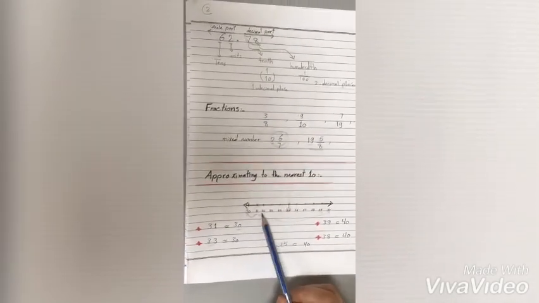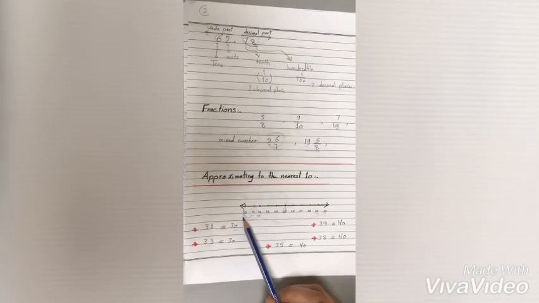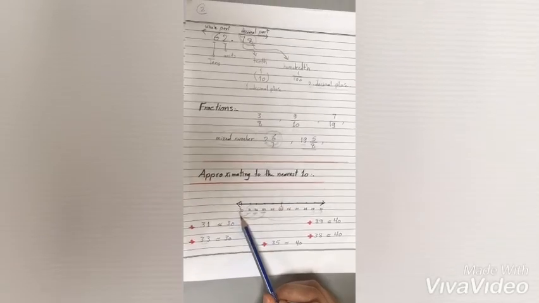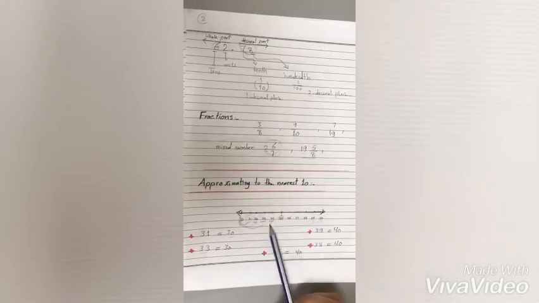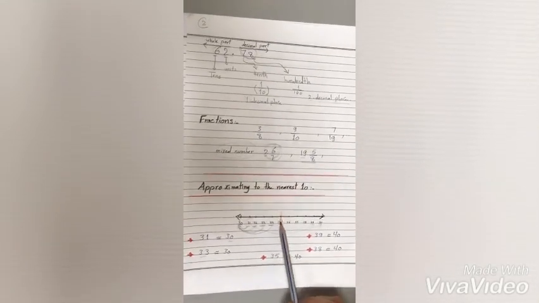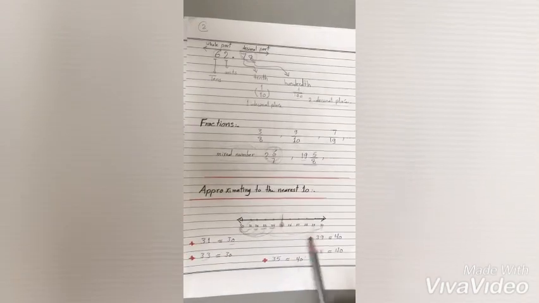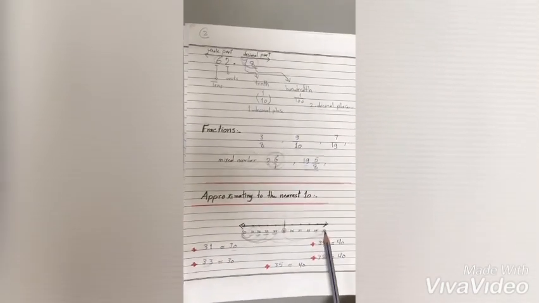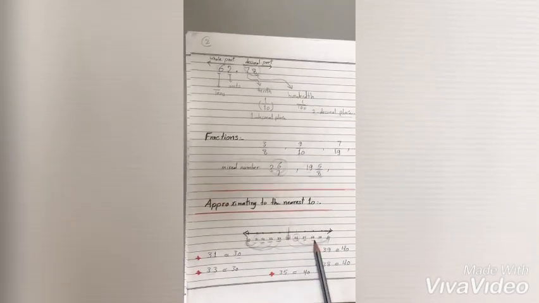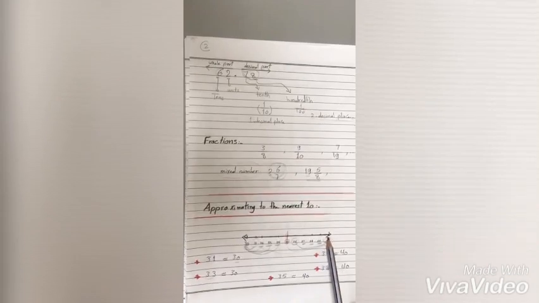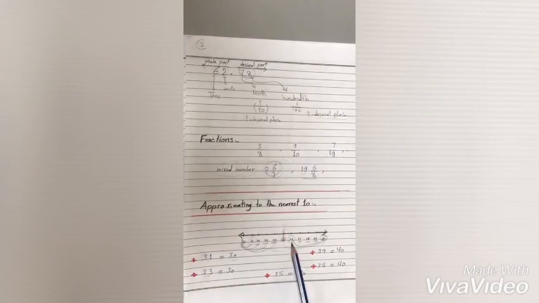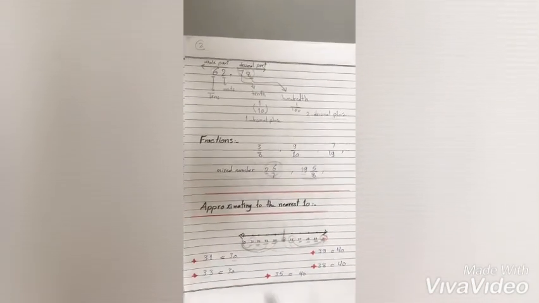Yes. What about 32? 32 is also nearest to 30. What about 33? 33 is also nearest to 30. And 34 is nearest to 30. What about 35? 35 is in the middle, but numbers in the middle go greatest. So 35 is nearest to 40. 36 is nearest to 40. And 37, 38, 39 are nearest to 40. So I have numbers nearest to 30 and other numbers nearest to 40.